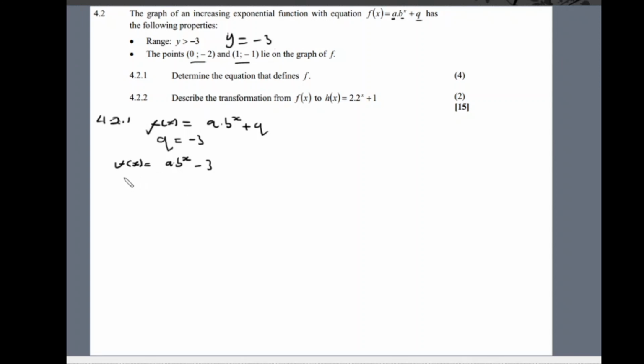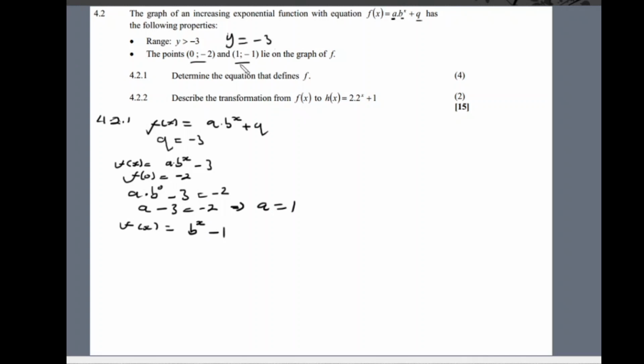Using the first point, we know when x is 0, then y is -2, meaning when we substitute 0 where we see x, we'll have a times b to the power 0 minus 3 is equals to -2, right? And then we know anything raised to the power 0 is 1. So now my equation will become a minus 3 is equals to -2, and then meaning a will be equals to 1, right? So now my equation will become f of x is equals to b to the power x minus 3, because a is 1, right?